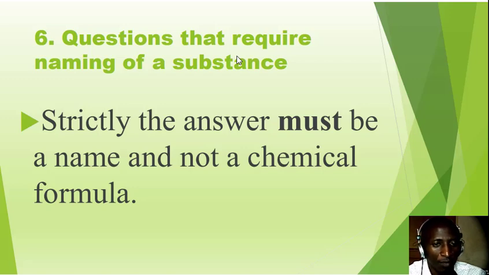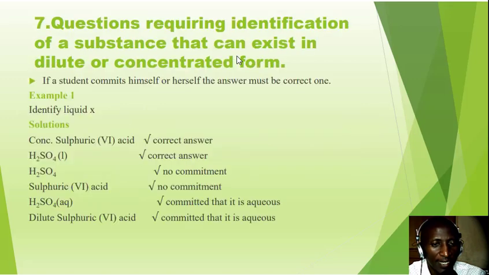Number 7, questions requiring identification of a substance that can exist in dilute or concentrated form. In this case, if a student commits himself or herself, the answer must be the correct one. Take, for example, you asked for the drying agent, and the correct answer is supposed to be concentrated sulfuric acid. So the commitment of concentrated sulfuric acid must be there. And when the student does not give that, then the student does not score.